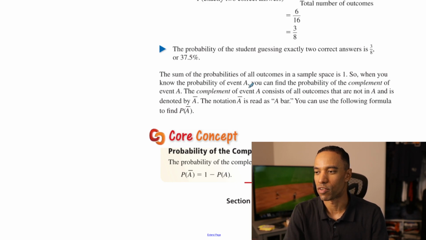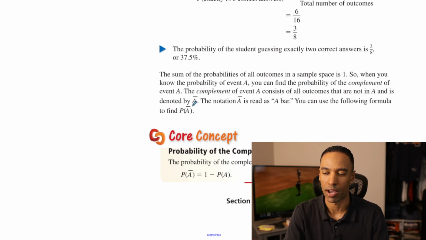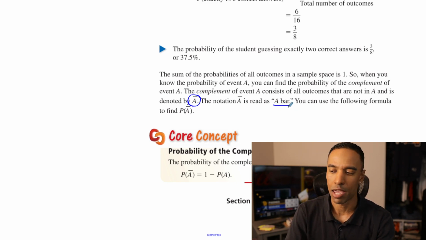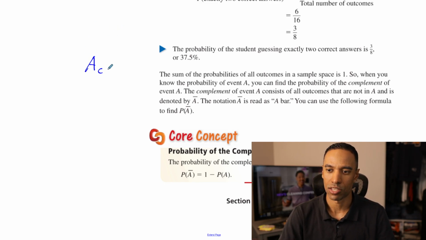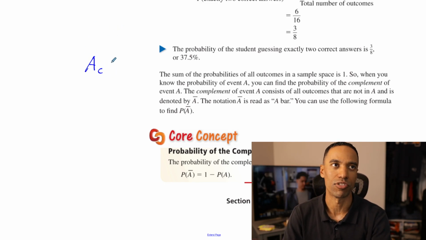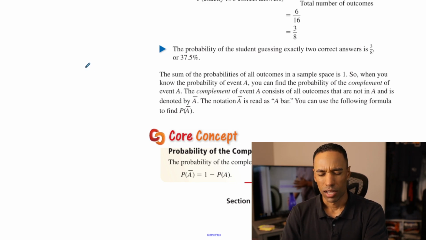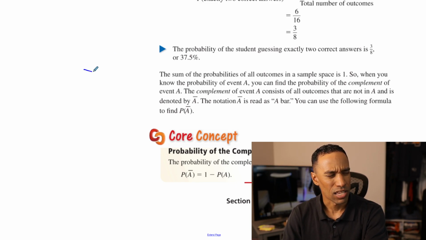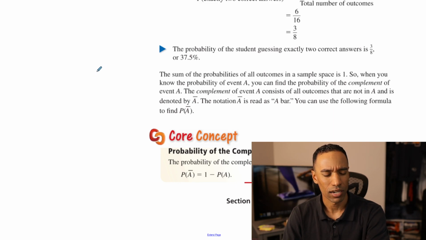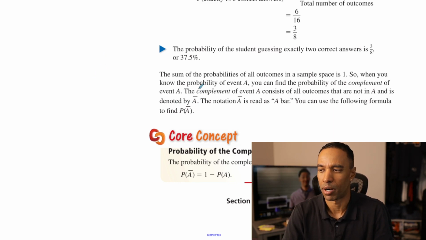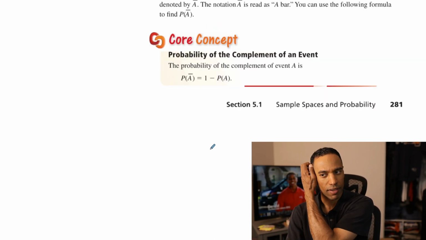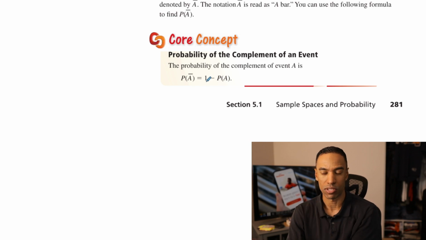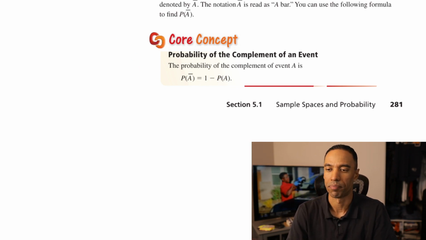So the complement consists of all outcomes that are not in A, and is denoted by, I think that's A bar. Yes, there it is. It's denoted as A bar. I've seen different ways as well, like A sub C, the complement of A. I've seen A naught, not A. Anyway, A bar. We're going to try to remember A bar. You can use the following formula to find the probability of A bar. It's 1 minus the probability of A. So they're going to do some examples, but remember 1 means 100% in decimal form.